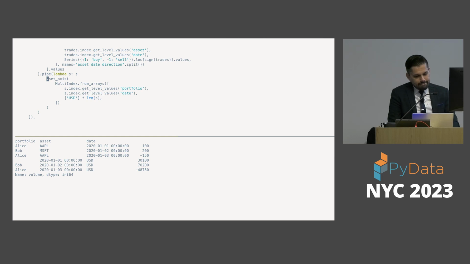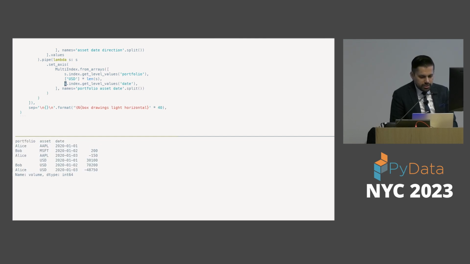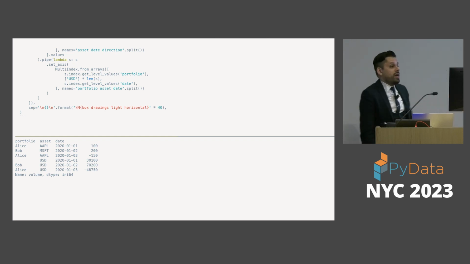And you can see, we got this wrong with the levels of this thing: portfolio, asset, date. So here, this is why we have to do it programmatically, because otherwise we get this wrong. But then here you can see we've managed the execution.